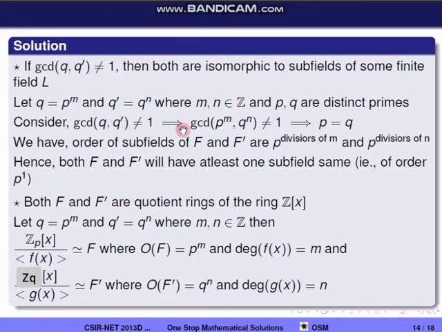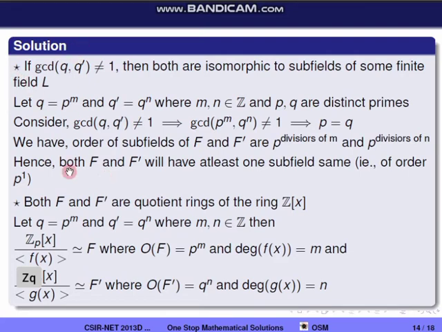This implies GCD of p power m and r power n is not equal to 1. If p and r are distinct primes, not equal to 1 means p should be equal to r. And we have the orders of subfields of F and F dash are p power divisors of m and p power divisors of n respectively. Therefore both F and F dash will have at least one subfield in common, that is the subfield of order p power 1. Therefore both are isomorphic to a subfield of order p power 1. So option 3 is correct.